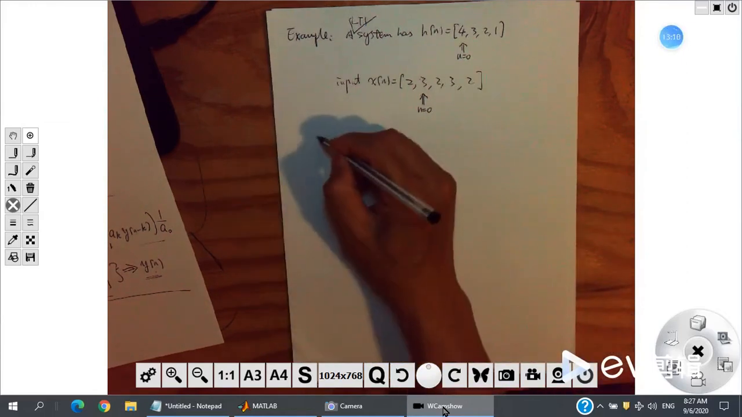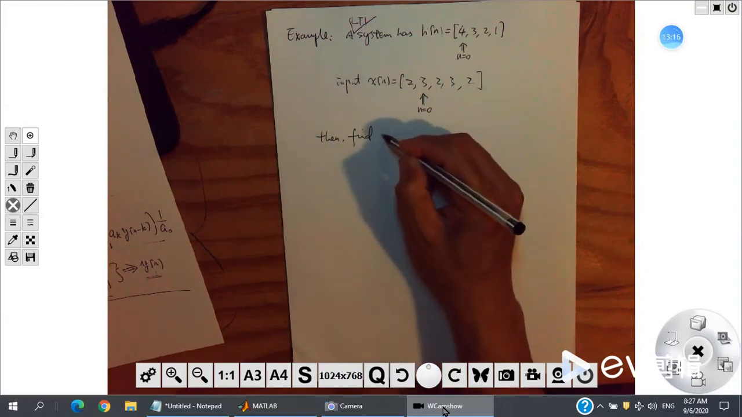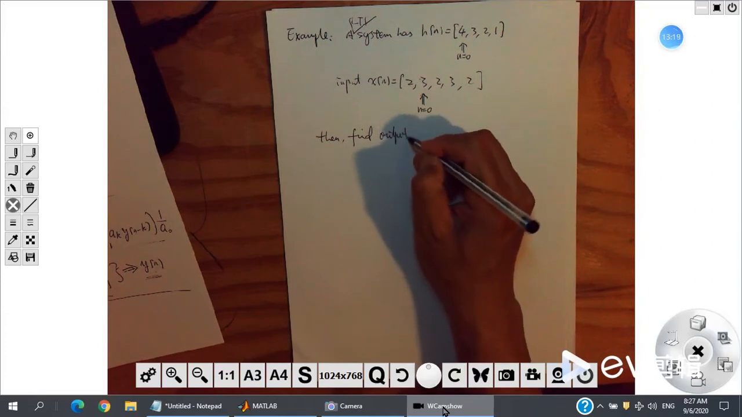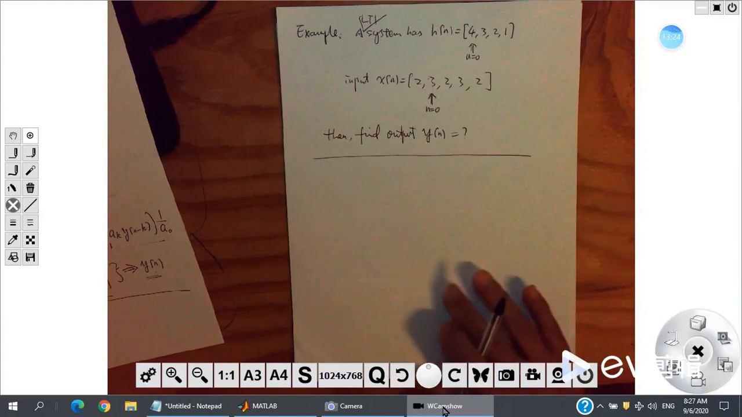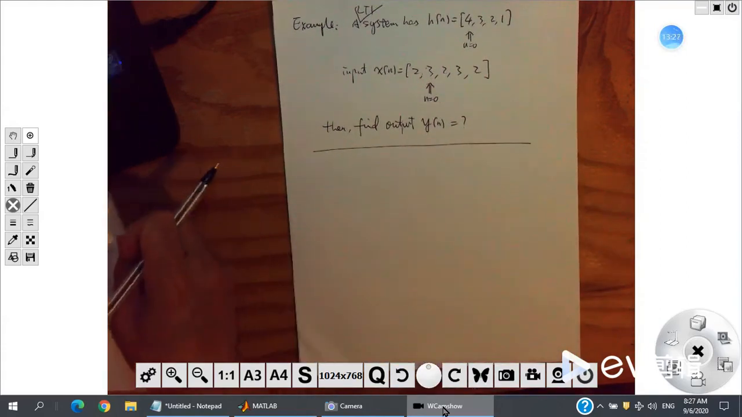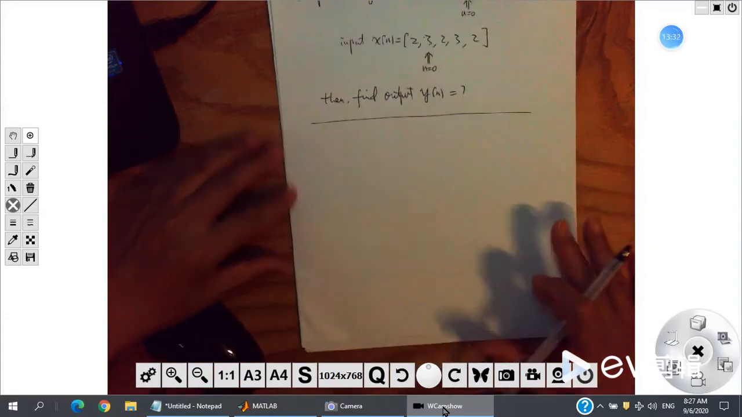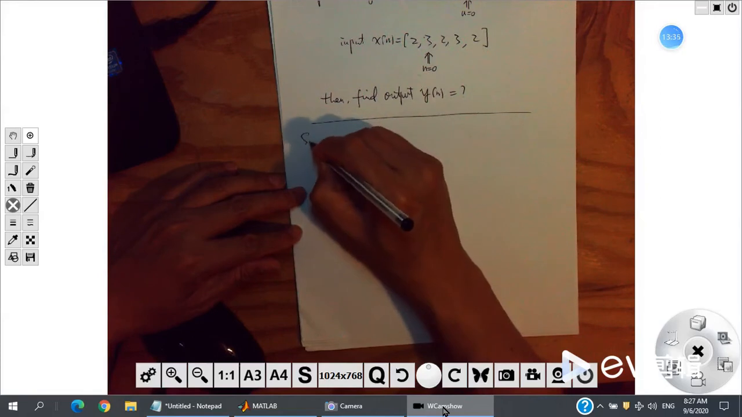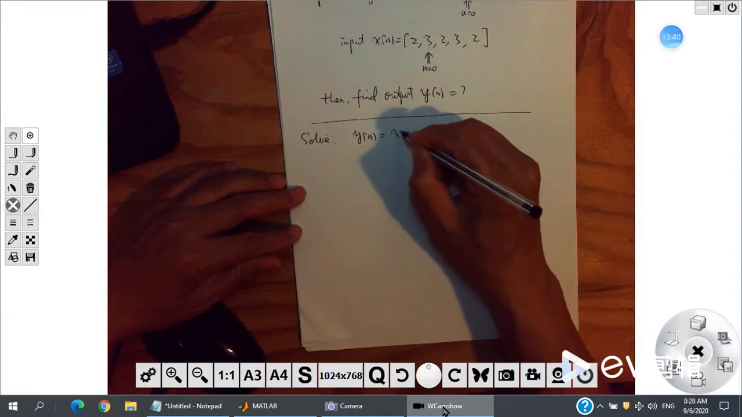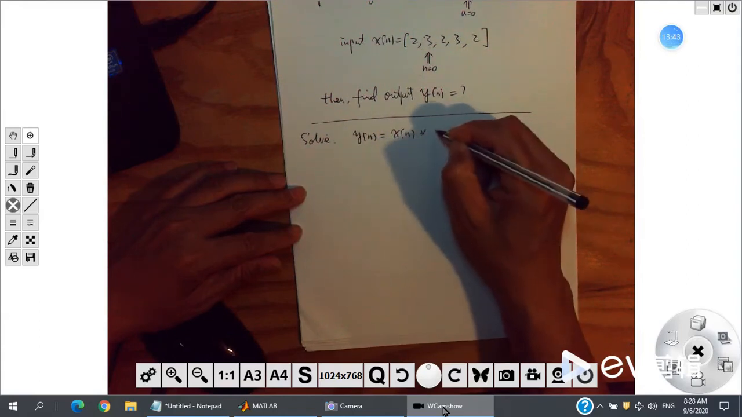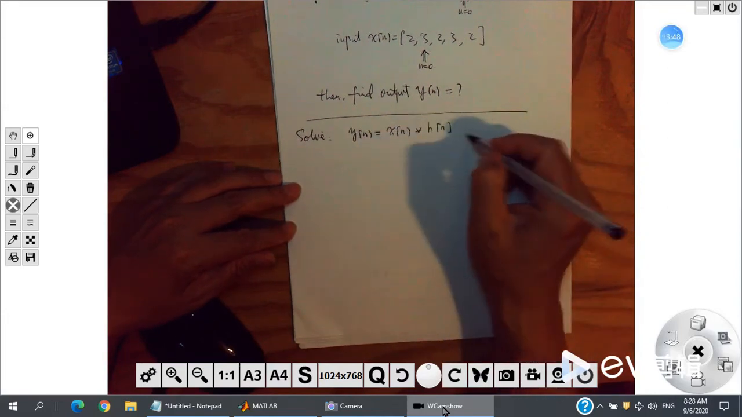Then we need to find the output y of n. Now we want to find this output. So how to do it? Okay, we just do the convolution. y of n will be the convolution of the input with the impulse response.